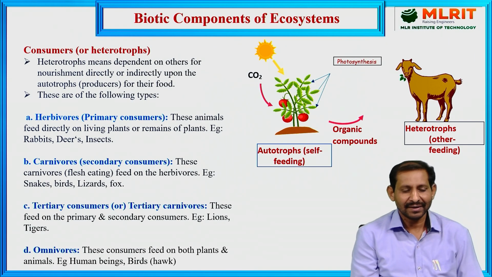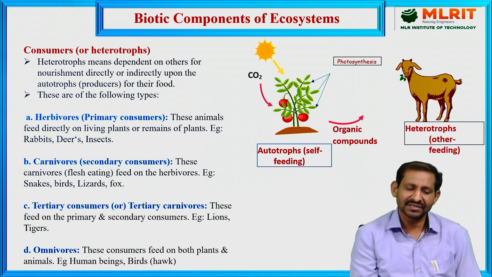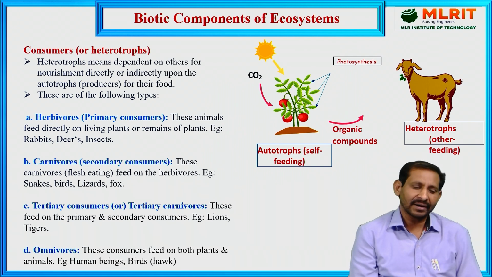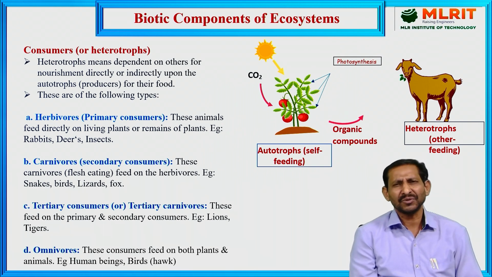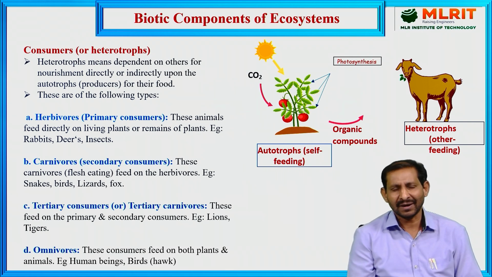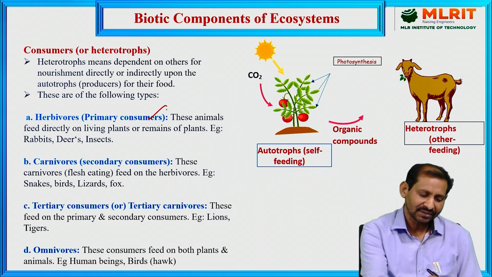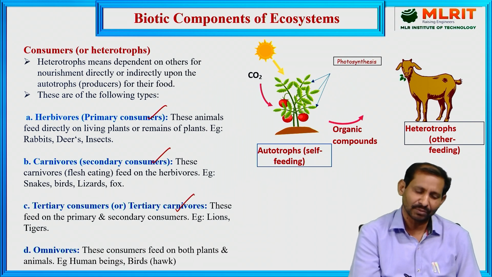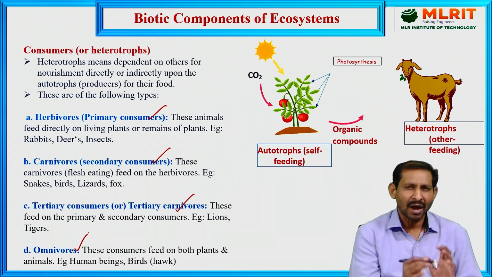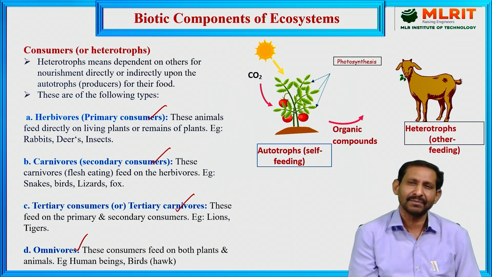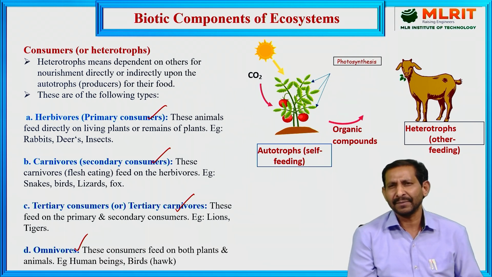Now coming to the second component in the ecosystem, the consumers or heterotrophs. Consumers depend on others, the producers, for food. These are further classified into primary consumers, secondary consumers, and tertiary consumers, and the last one is omnivores. Omnivores eat both plants and animals, like human beings and some birds.